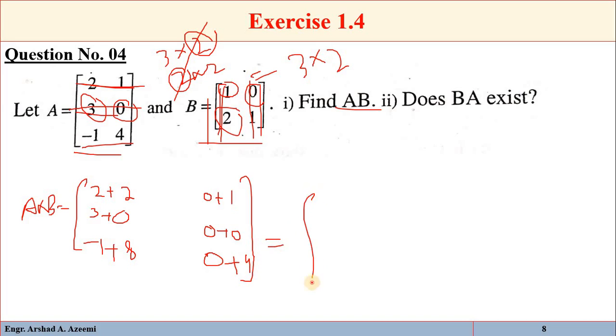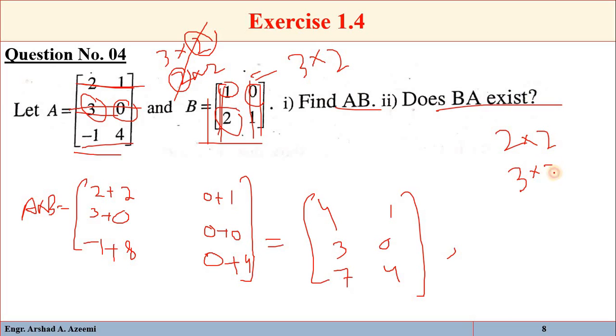So just simplify it. 4, 1, 3, 0, 7 and 4, so that is A multiplied by B. And is BA possible? See, the order of B is 2 by 2 and the order of A is 3 by 2, meaning the number of columns of B is not equal to the number of rows of A, so BA is not possible. Okay, and AB we have found out.